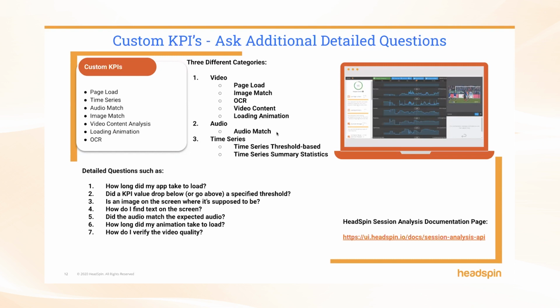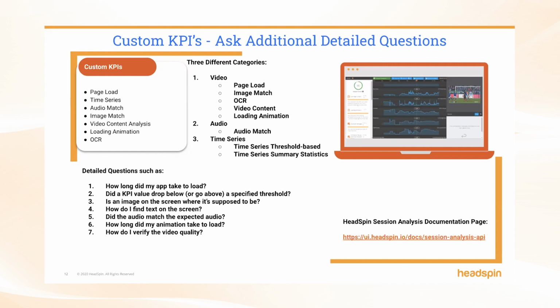Obviously with audio, as I go through my session and I have an audio clip, I can verify that the audio matches what I expect it to do. So we have audio match capabilities. And then this time series one allows us to basically say, for example, do I have any kind of regular KPI, let's say CPU, does it drop below a specific value during this session, or does it go above a specific value?